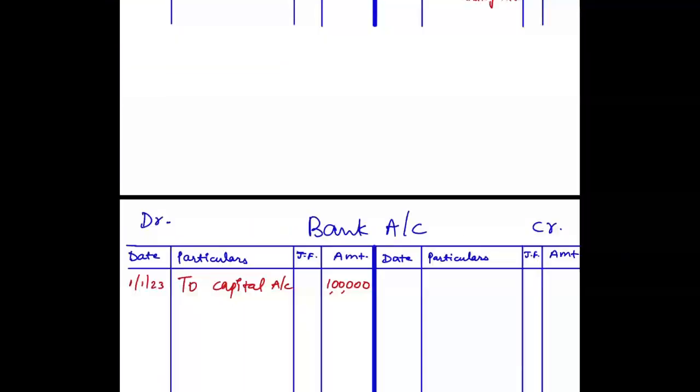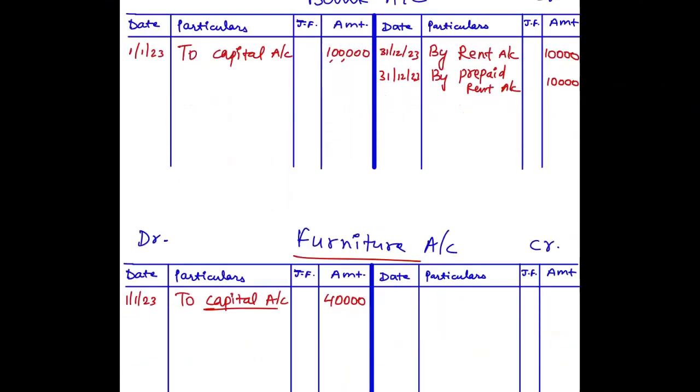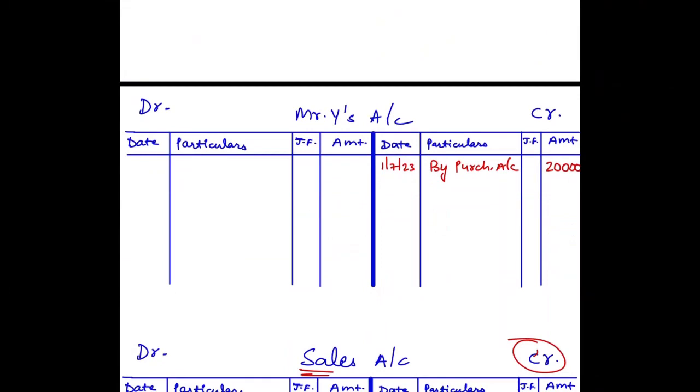So if I go to the bank account first, the bank account is being credited on 31st of December 23. It is the date of the journal entry, 31st of December. It has been credited by what accounts? By the rent account, 10,000 rupees. And again, 31st of December 23 by prepaid rent account of 10,000. So these are the two effects. My bank account has been credited by 20,000.